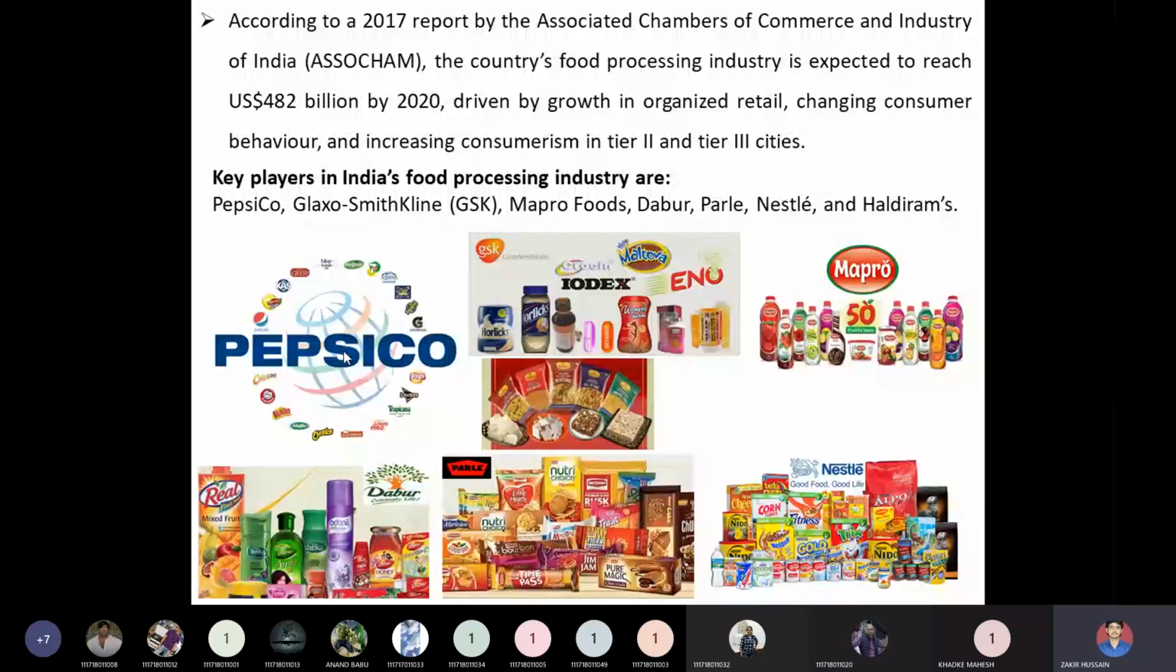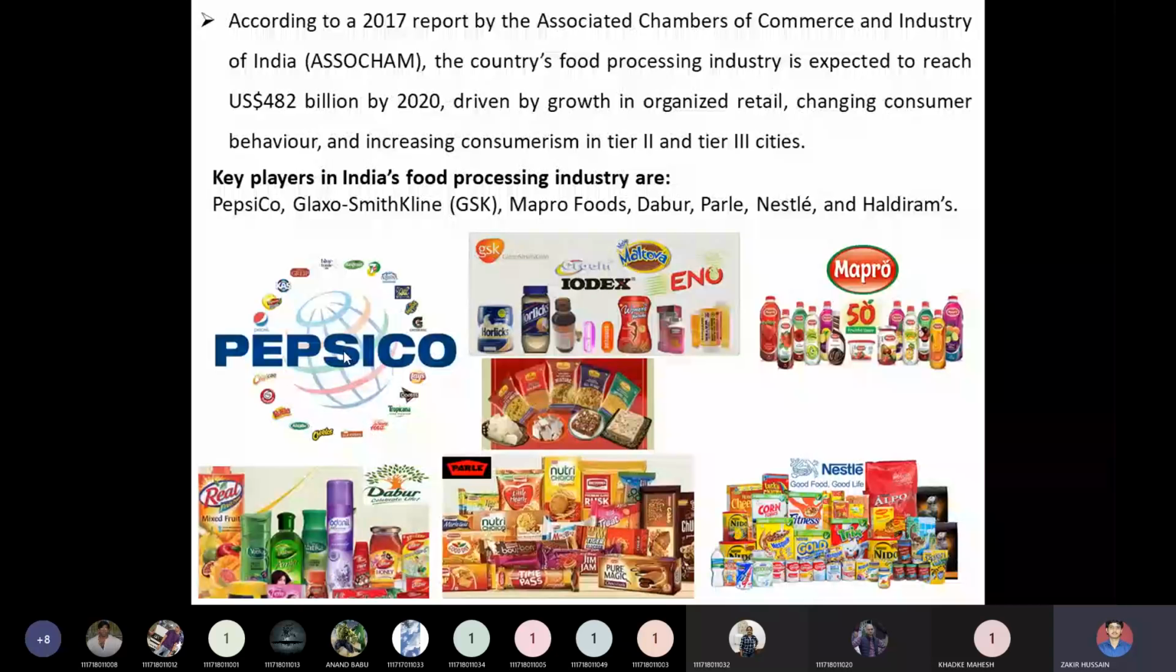Then Parle, whose biscuits, chocolates, everything we eat is manufactured by the Parle group. It is also a big group. Then Nestle. Nestle corn flakes, Cerelac, everything is manufactured by the Nestle group. So these are all the large, big key players in the Indian food processing industries. So there is a large scope for investment in the food processing industries.